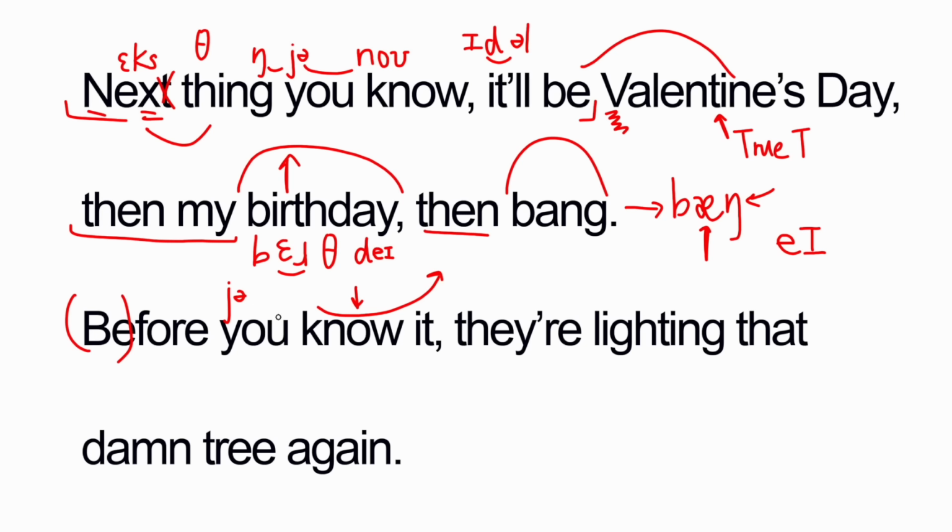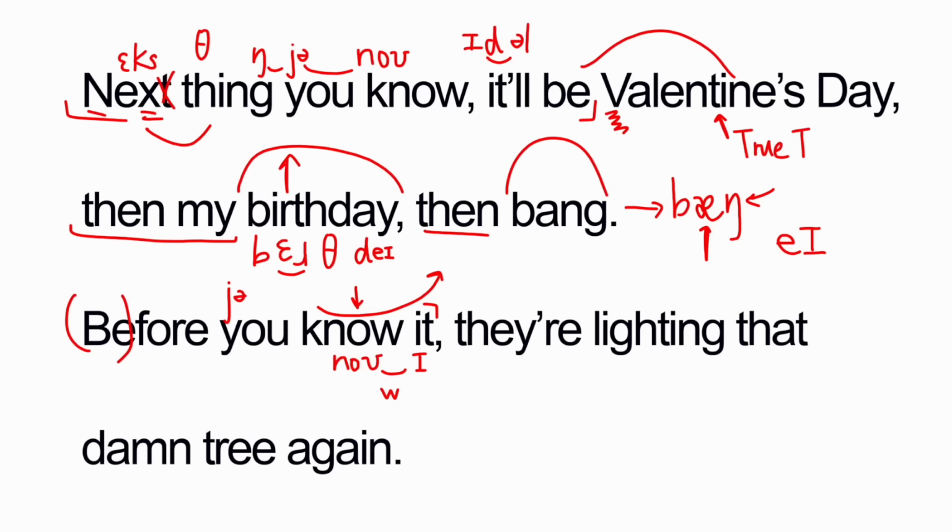Know it. Those two words glide together very smoothly. We've got the O diphthong gliding into the I vowel. Of course, we have a stop T there. And you can think of going through the glide consonant W to connect those two words. Before you know it, they're lighting that damn tree again.